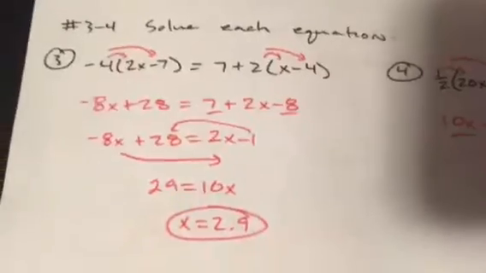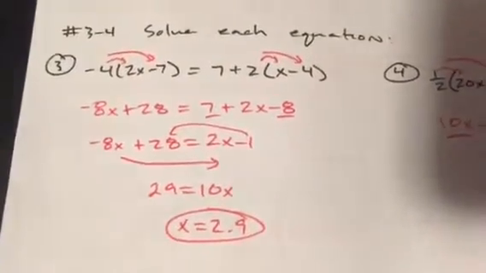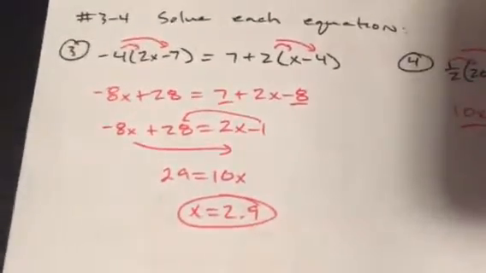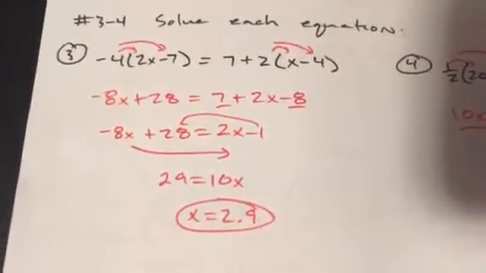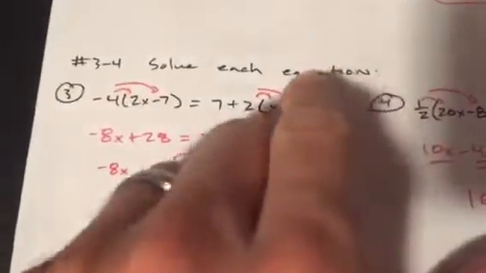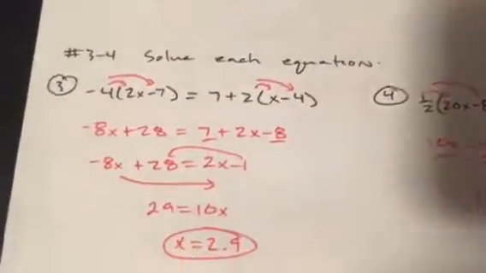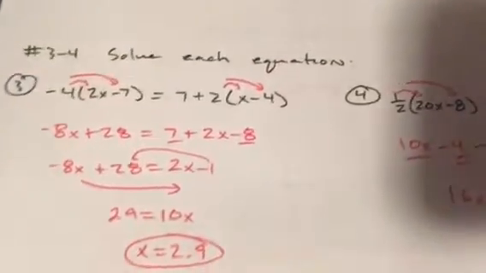Solving the equations, make sure to distribute first there on number 3. Negative 4 goes to 2x, and negative 7 gives you negative 28, or negative 8x and 28. Guys, on the next part, you got to do 2 times x, 2 times negative 4 first. Don't add 2 and 7 to get 9.